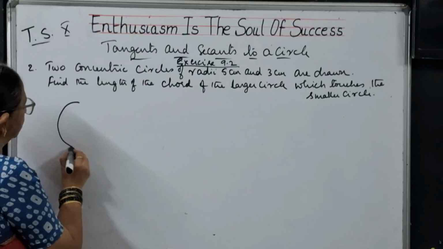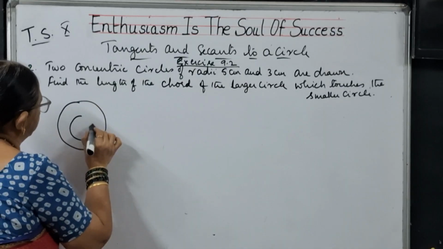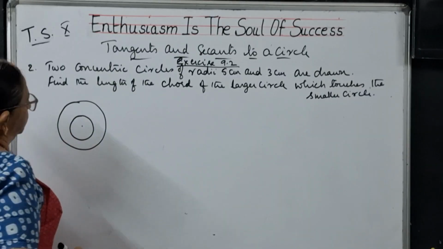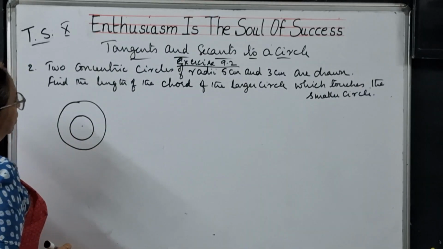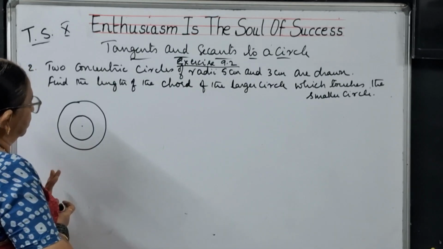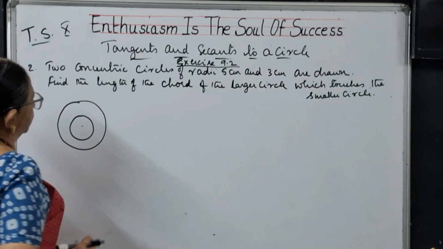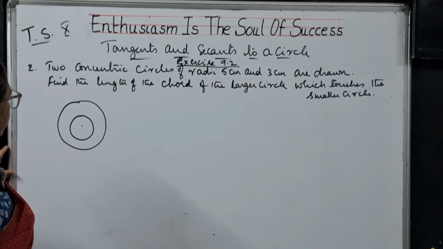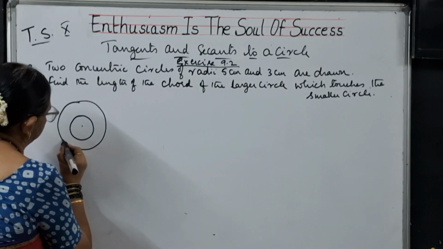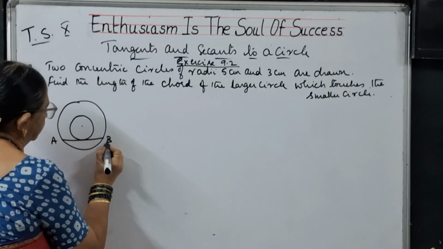So you have got two concentric circles. Already I have explained to you children. Concentric circles means the circles which have the same center. Two concentric circles of radii 5 and 3 centimeters. So the bigger one is having 5 centimeters radius and the smaller one is having 3 centimeters radius. And find the length of the chord. So let us draw a chord like this. This is AB. AB is the chord.